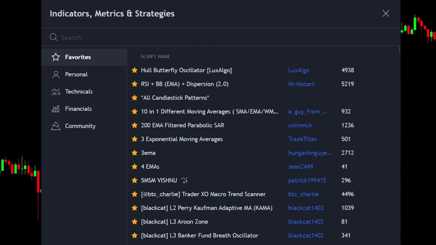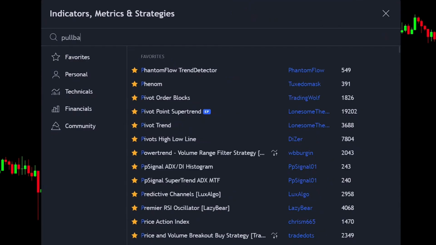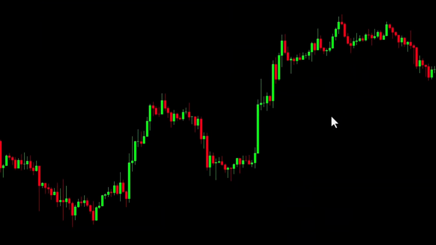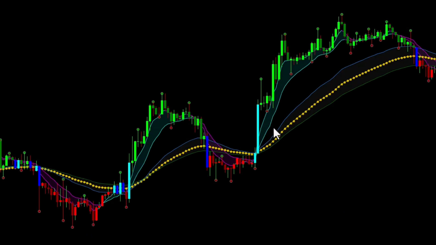Here's how to add it to your chart. At the TradingView interface's top, click the Indicators button. A search bar will appear, type in pullback trading tool, and when you see it in the list, click to add it to your chart. Once it's on your chart, you'll notice some new lines and signals specifically designed to help you spot pullbacks.